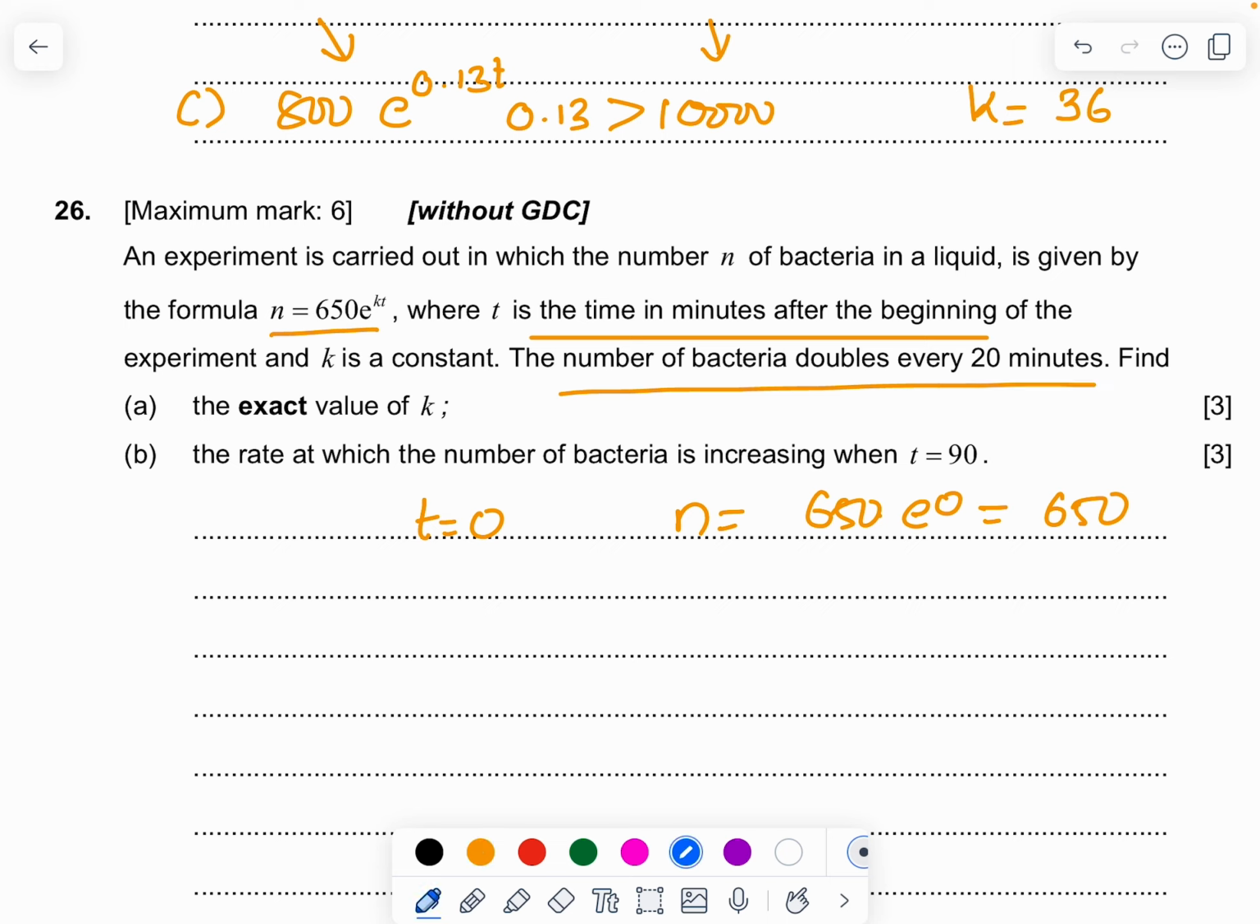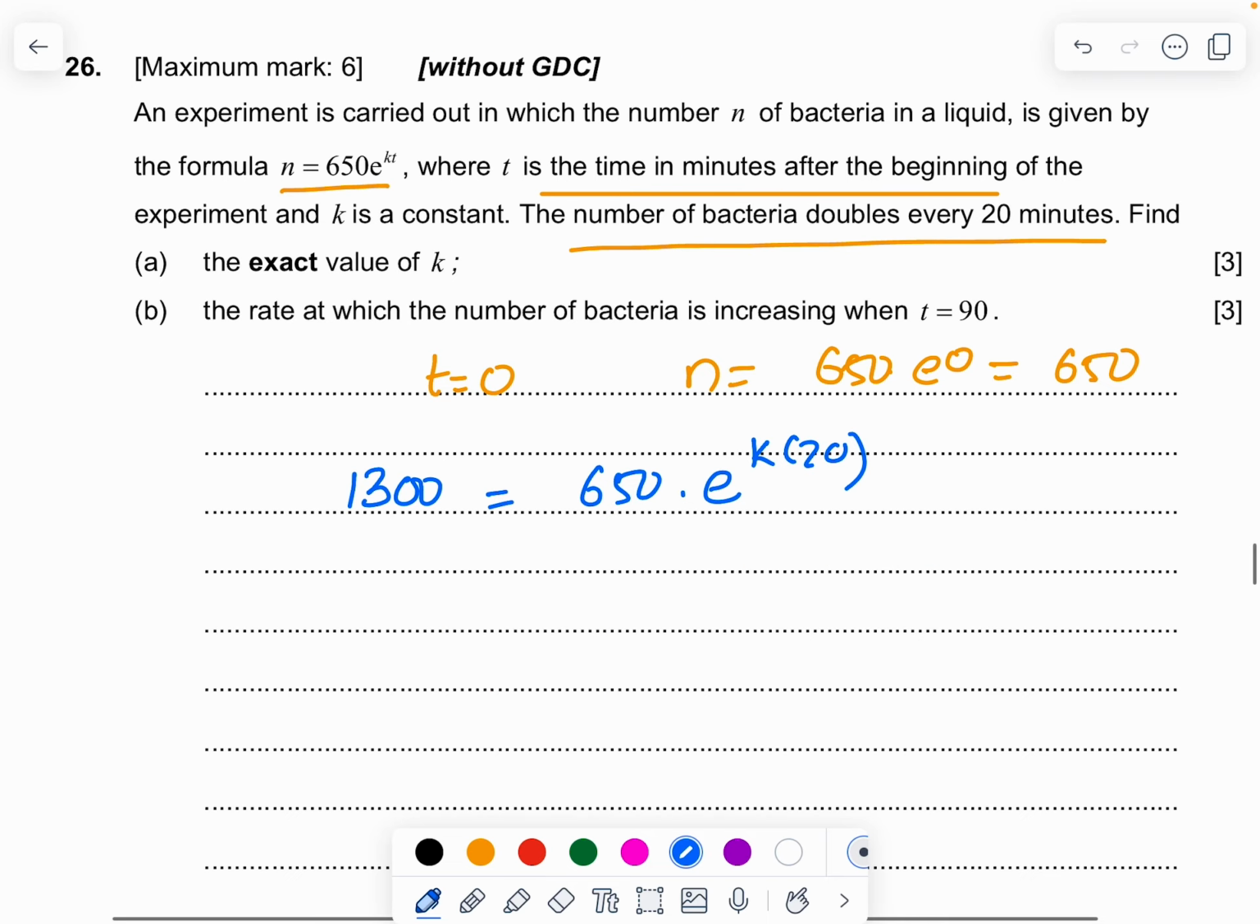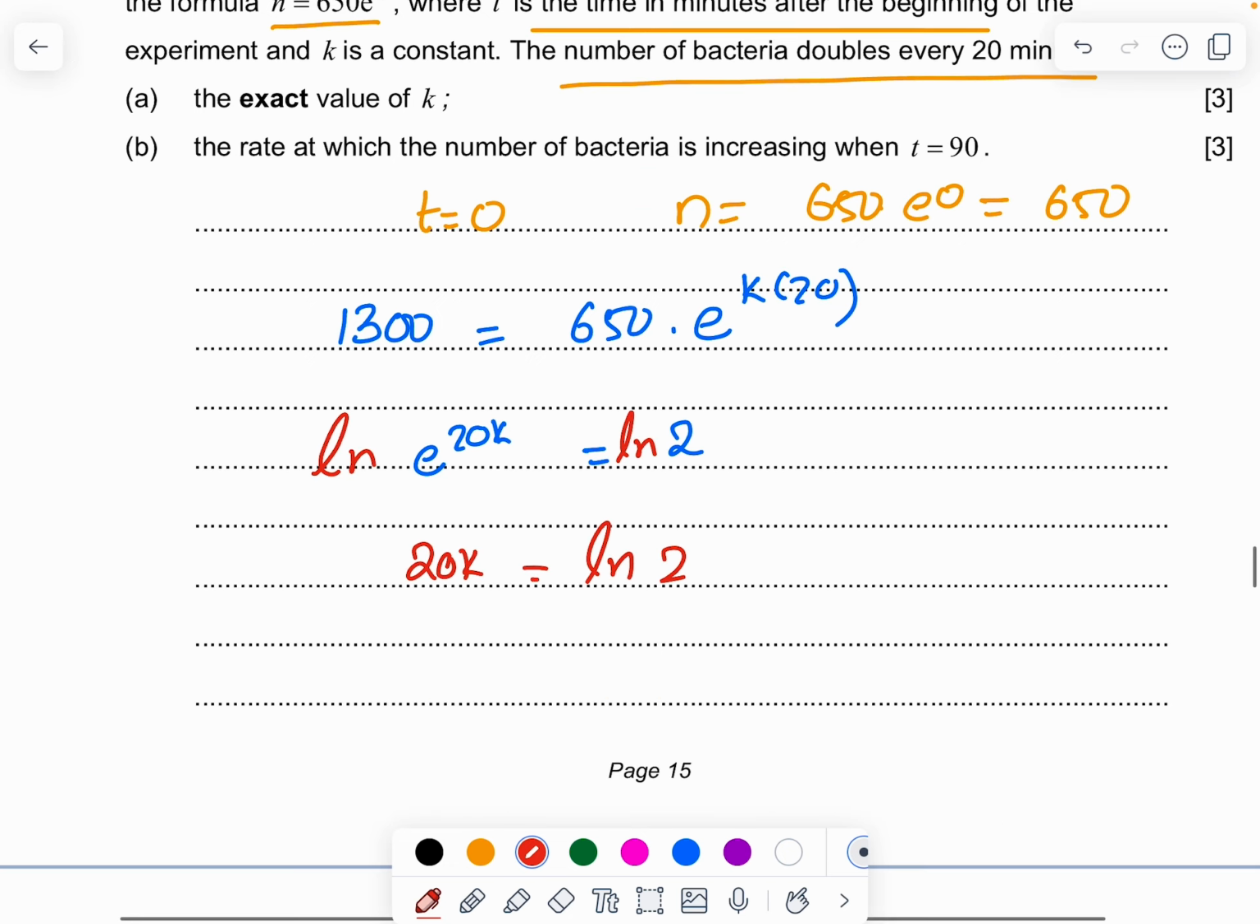The number of bacteria doubles every 20 minutes. So after 20 minutes, it becomes 1300 equals 650 times e power k times 20. So now without GDC, e power 20k equals 1300 divided by 650, which is 2. As the question is asking without GDC, apply ln on both sides. So 20k equals ln 2, so k equals ln 2 divided by 20.